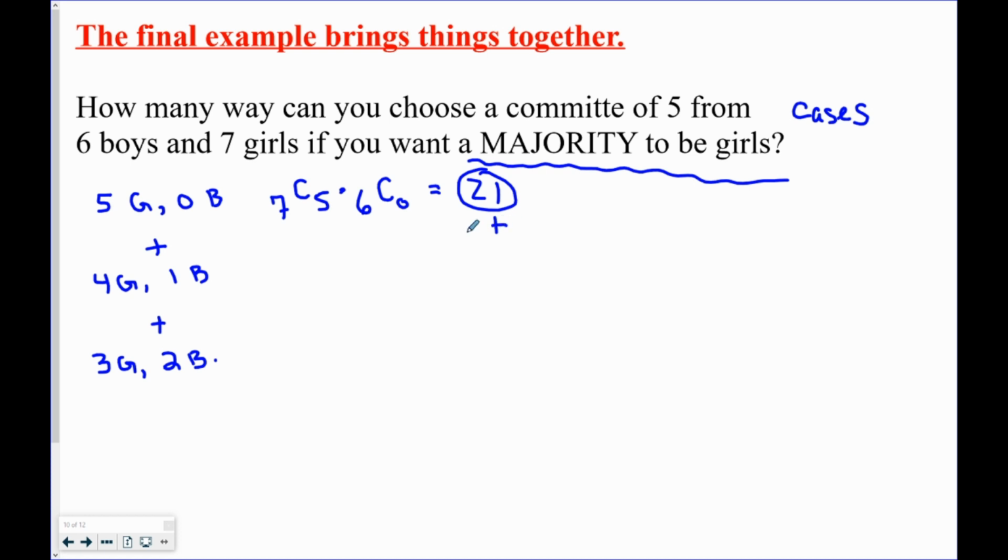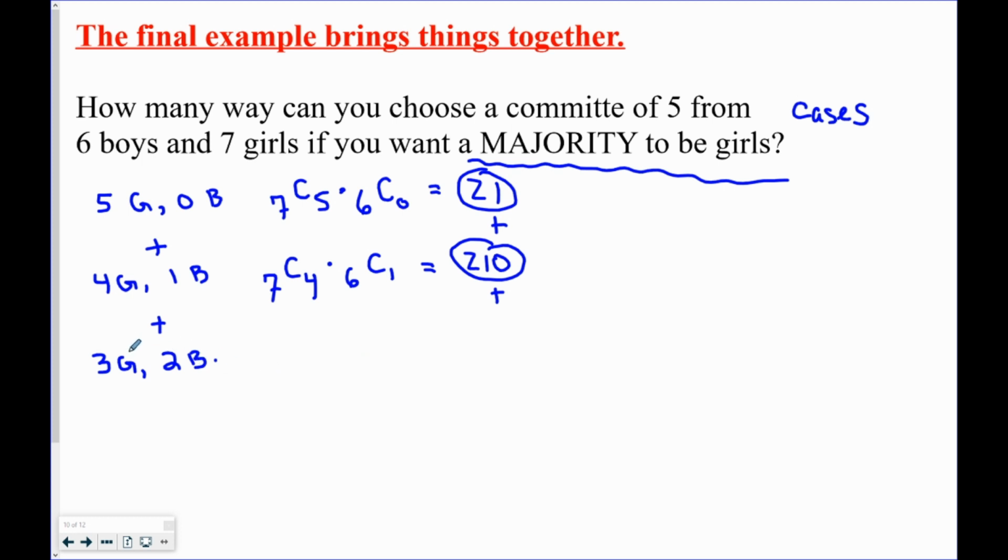So we're going to add that to the next one, where out of the 7 girls, we're choosing 4 of them, times 6 boys, we're choosing 1. I'll give you a second to type that in on your calculator. I do believe this is going to be 6, right? There's only 6 ways to choose one boy, but you can double check on your calculator. When you multiply them together, either way, you're going to get 210. You can circle that. We're almost done.